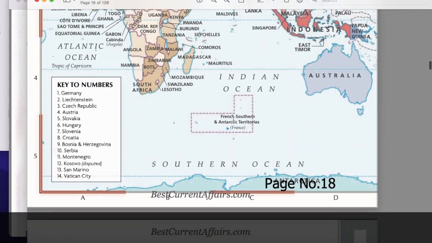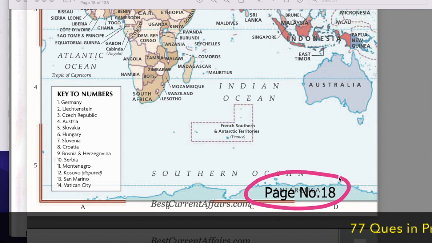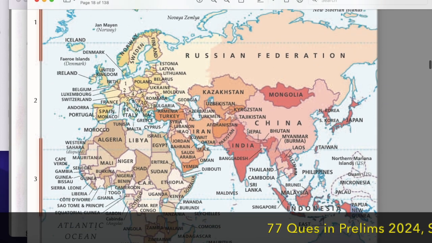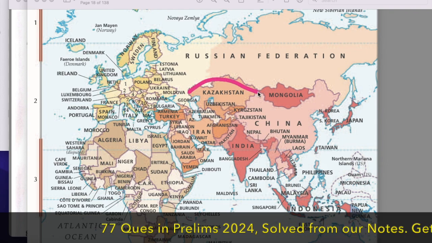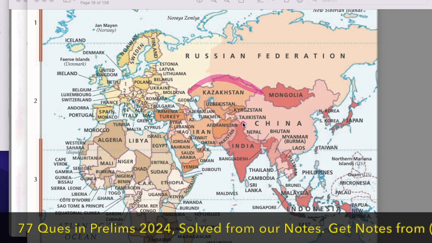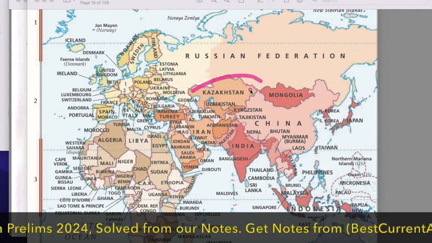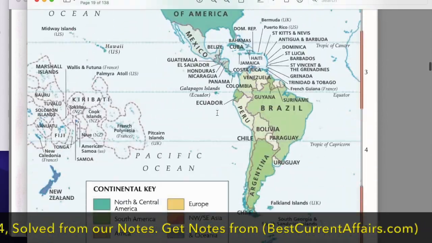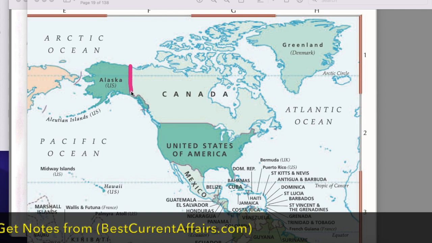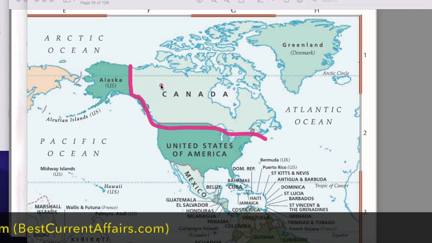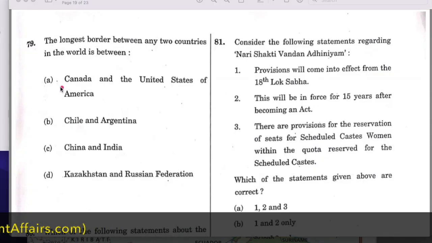Now go to page number 18 of our maps booklet PDF. This is the India-China border, very small, and this is the Kazakhstan-Russia border. It's very small. China-India very small, China-Russia-Kazakhstan very small, and Chile-Argentina very small, and the Canada-USA border is the largest, you can see. Therefore A is the answer, and this question is solved with the help of our maps PDF book, page numbers 18 and 19.